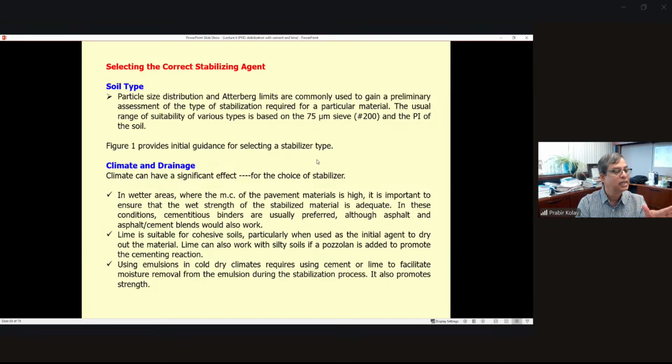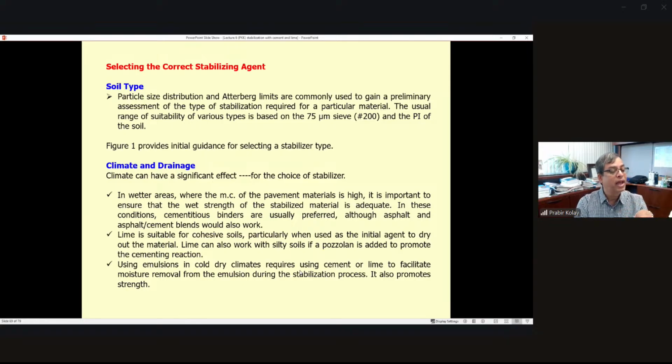Initial guidance, insulating stabilizer, and then you also need to check the climate and drainage. In the wetter areas, moisture content prevents the material, so in that case a cementitious binder is usually preferred. Lime is suitable for cohesive soil, particularly as an initial agent to dry out the material. That is not a stabilizer, it acts as a modifier.